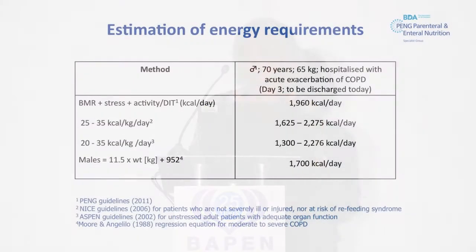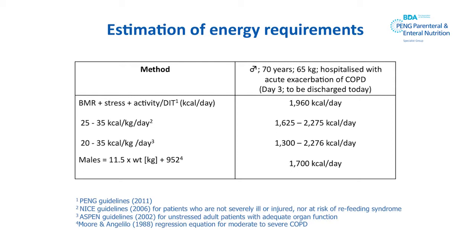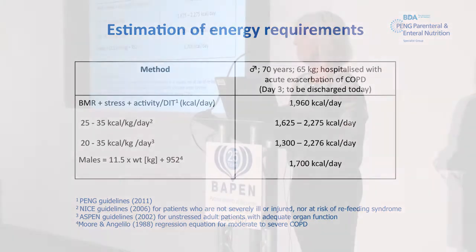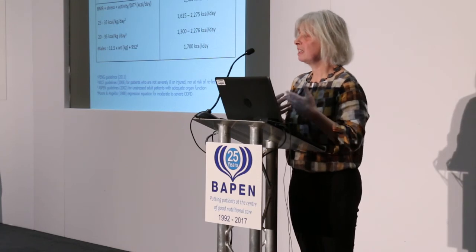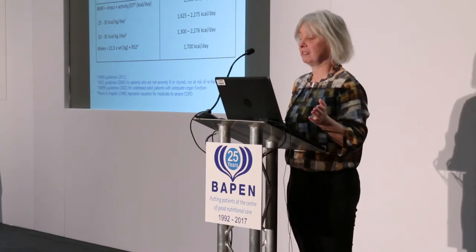Okay. So the effect it might have on how you estimate requirements: in that person I described earlier, the 70-year-old man with COPD, the Penn guidelines would give you an estimate of about 1,900 calories. The NICE guidelines would give you an estimate of between 1,600 and 2,300 nearly. The ASPEN guidelines would start even lower at 1,300 and go up to 2,276. And we found a COPD-specific regression equation, and that gives you an estimate of about 1,700. So the range is enormous. So clinical judgment is really important in deciding where you start.